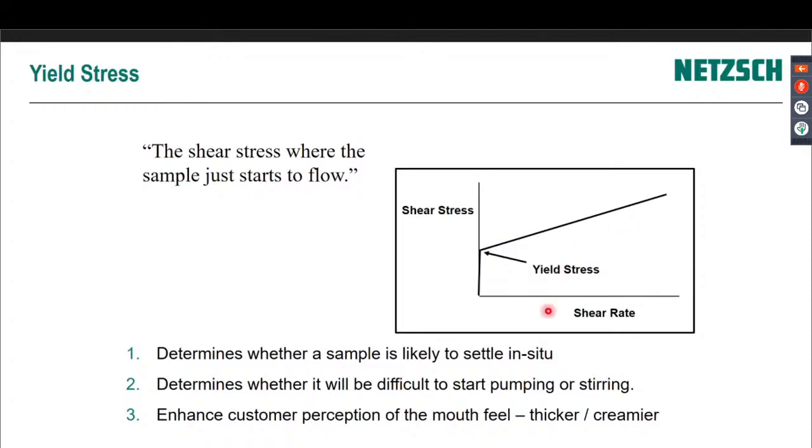But what we're saying here is we want to introduce a very weak yield stress. So this material won't really flow. This is shear rate.